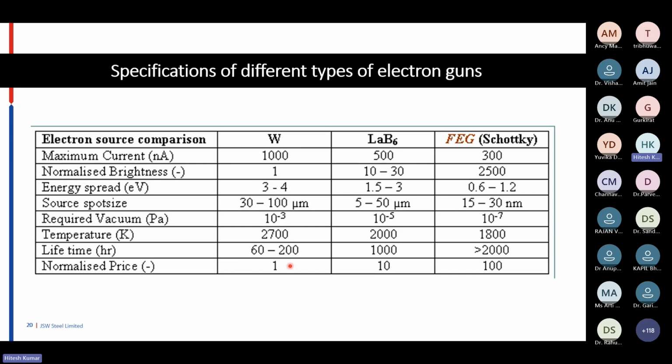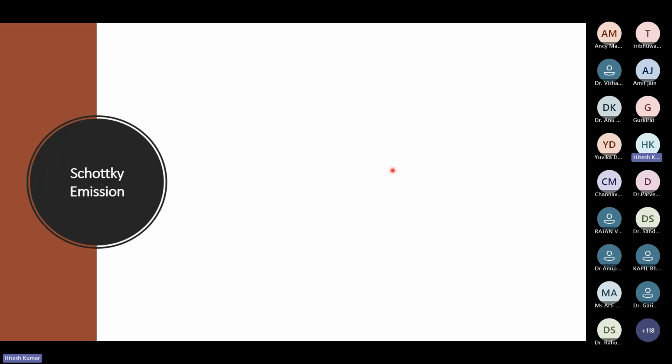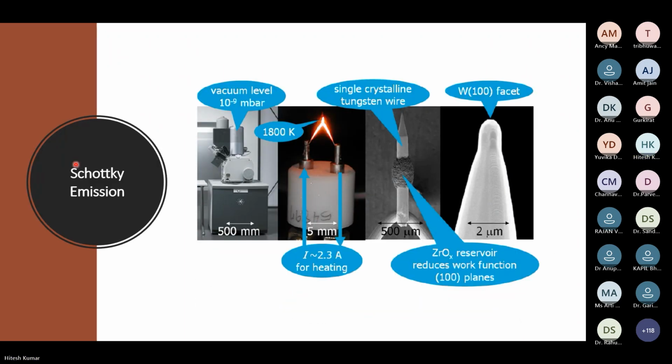In normalized price, if we talk about tungsten, if it costs 1 rupee, then a FEG is going to cost you around 100 rupees. So this is the difference in pricing. Now we'll start with the Schottky emission.